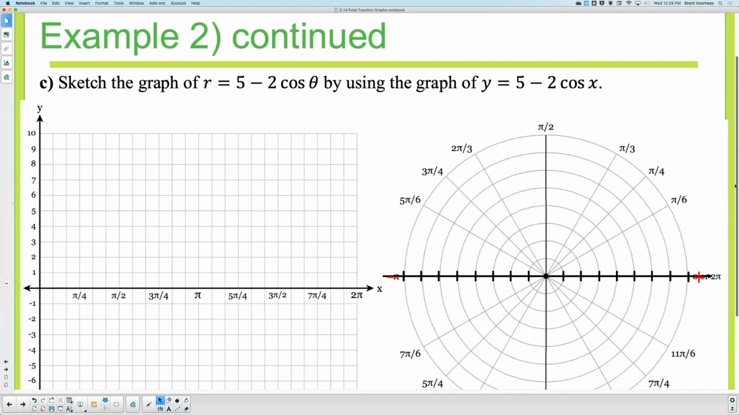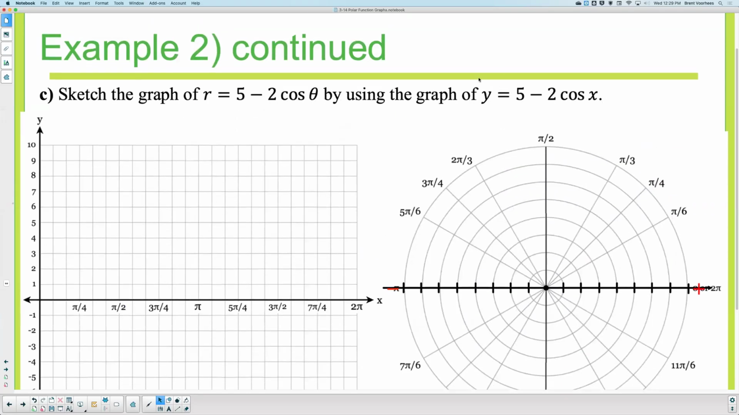Let's do one more. What do you notice about this rectangular graph? What can you tell me about it? Midline's 5. The amplitude is 2.